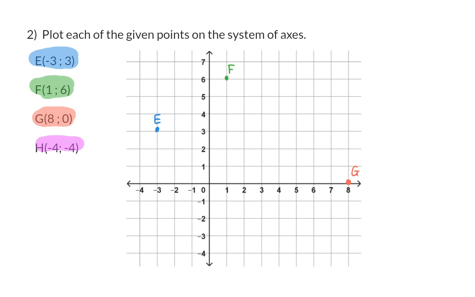And lastly, we have point H, for which we move 4 to the left and 4 down, so point H is in the third quadrant.